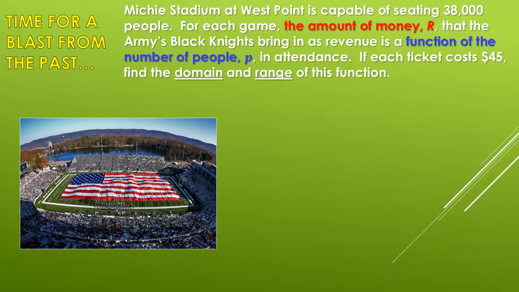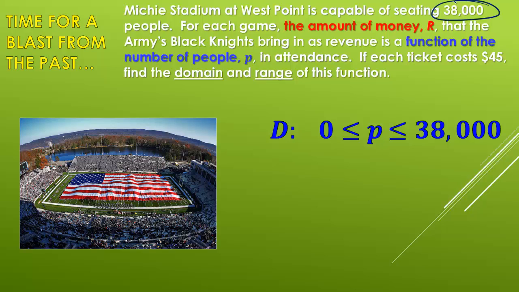So, all right, domain, pretty easy. We're talking about the input, or the number of people that show up, because the number of people that show up is not dependent on the tickets sold or the price, the revenue. The revenue depends on how many people show up. So the number of people is the domain. You could have anywhere from 0 people show up. The seating capacity is 38,000. So P could be between 0 and 38,000: greater than or equal to 0, and less than or equal to 38,000.